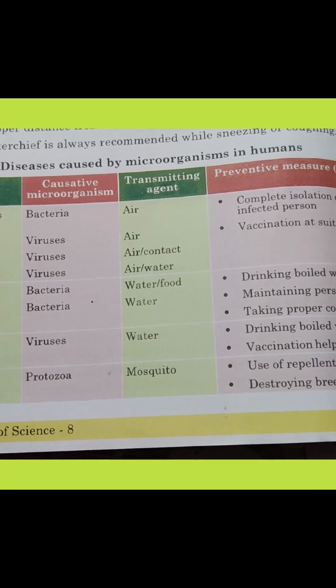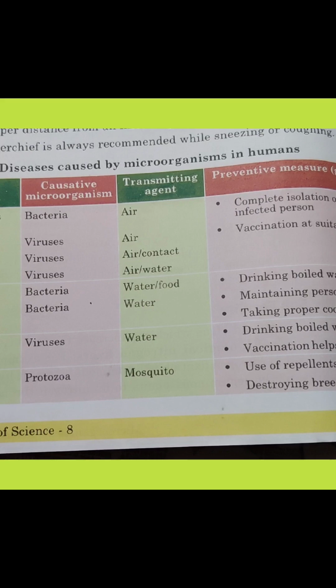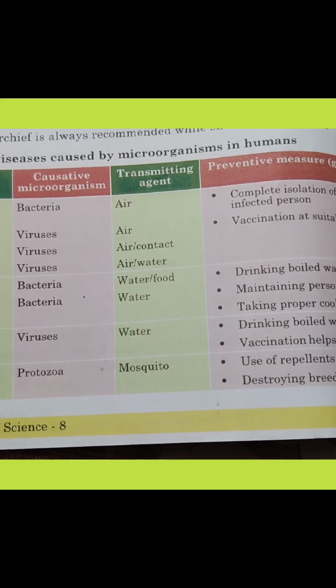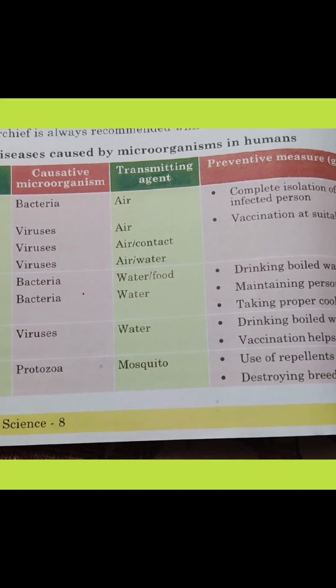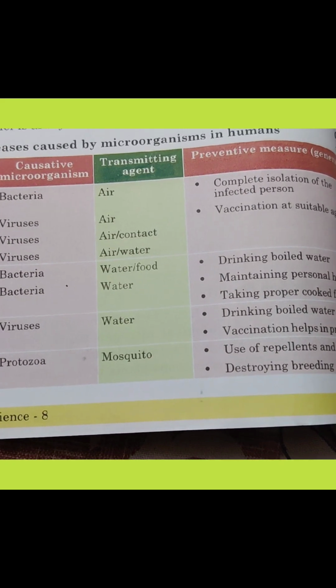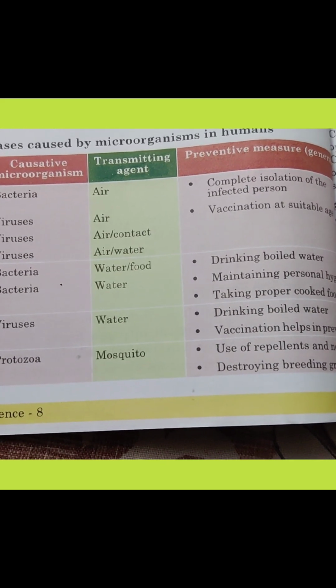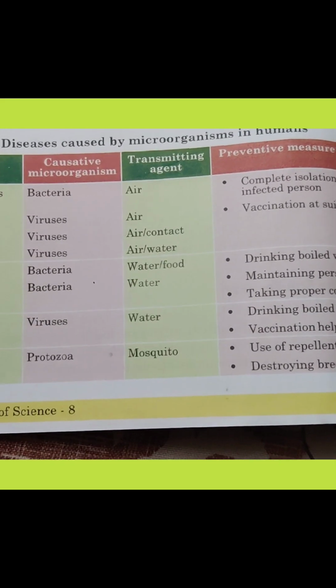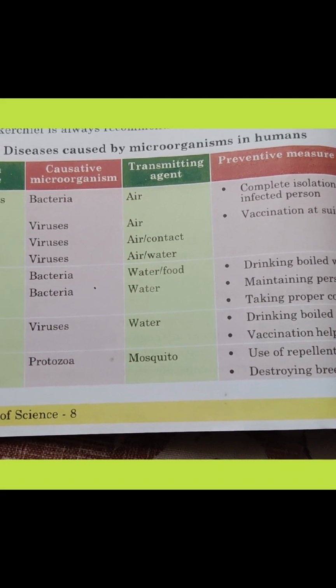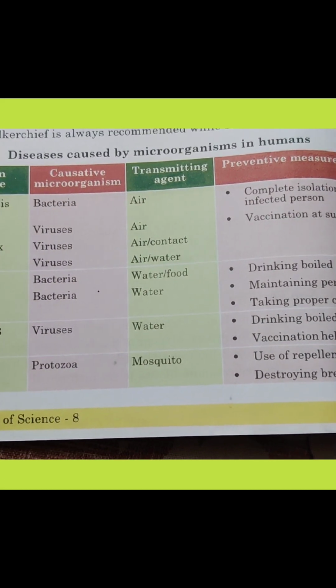Typhoid, caused by bacteria, transmitting agent water, and preventive measures, drinking boiled water, maintaining personal hygiene, taking proper cooked food. These are the preventive measures for cholera and typhoid both.